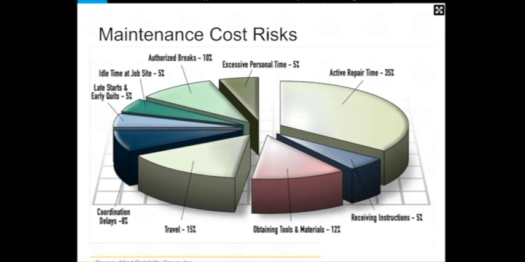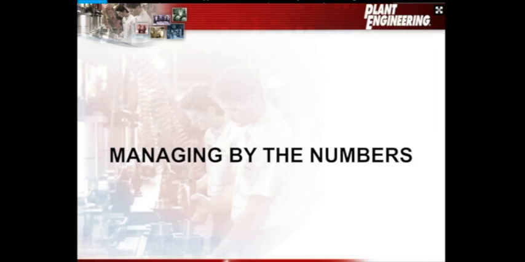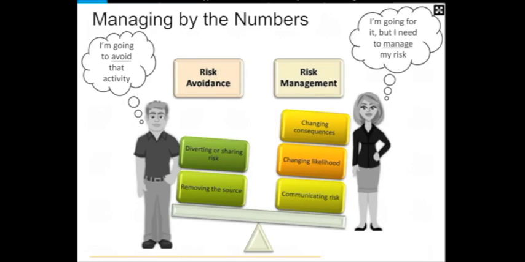Our next topic is going to be managing by the numbers. And in this topic, we're really going to look at just some basics around risk management. Criticality analysis should give us the information we need to fundamentally make two decisions. Either I'm going to avoid the activity that lends itself to the risk, or I'm going to go for it, but I need to manage the risk. And those are really the two decisions that, if we refer to ISO 31000 as the consensus standard for risk management, we can make.